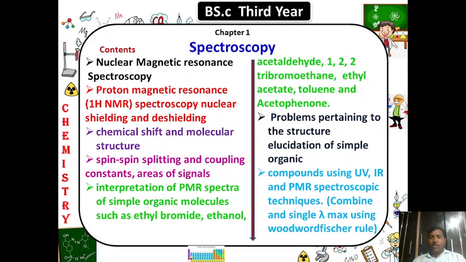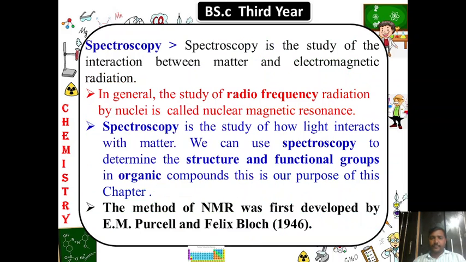The problems pertaining to the structure elucidation of simple organic compounds use UV, IR, NMR, and PMR, meaning proton magnetic resonance spectroscopy techniques, combined and single, and lambda max using Woodward-Fieser rules. We are calculating the UV spectrum also in another way, and we correlate this data and predict the structures.